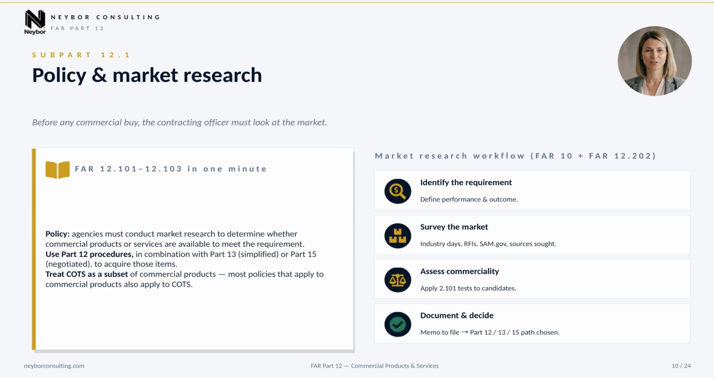The right side shows the workflow, which actually starts in FAR Part 10. The contracting officer first identifies the requirement in performance terms, then surveys the market through industry days, requests for information on SAM.gov, and sources sought notices. They assess each candidate against the FAR 2.101 tests for commerciality. Finally, they document the decision in a memo to file and pick the acquisition path. As a contractor, every one of these steps is a chance to influence the buy. Respond to RFIs. Show up at industry days. Tell the agency your product is commercial and prove it.